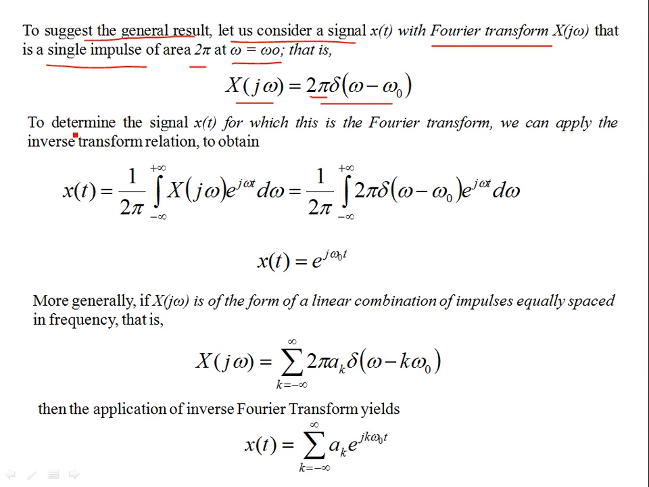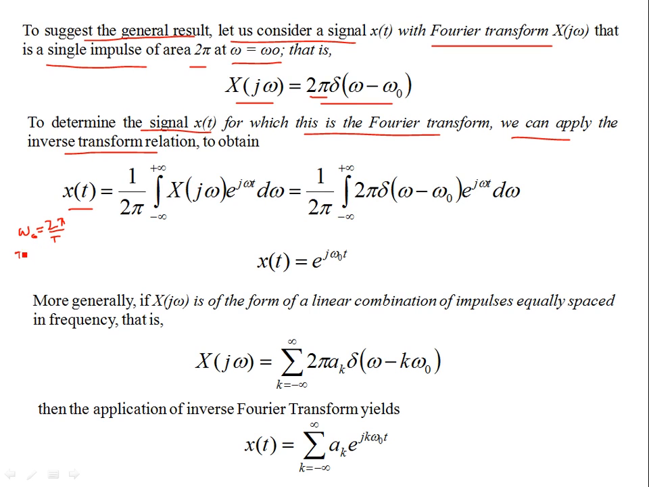So to start with, let's determine the signal x(t) for which this is the Fourier transform. We apply the inverse transform relation to find x(t). This was again the Fourier representation of an aperiodic signal in terms of exponentials, with X(j omega) over 2 pi times d omega, because omega is itself a very small quantity. For a very large period, omega naught is 2 pi by T, and it basically becomes d omega as a limit.